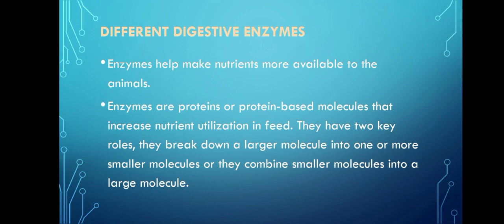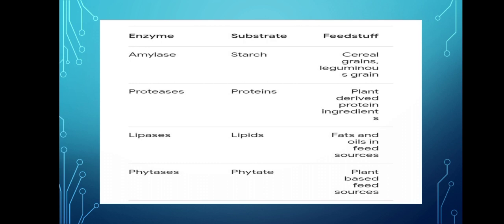Enzymes are proteins or protein-based molecules that increase nutrient utilization in feeds. They have two key roles. They break down larger molecules into one or more smaller molecules, or they combine smaller molecules into a larger molecule. An enzyme example is amylase. The substrate is the starch from feedstock of cereals, grains, and leguminous grains. Another is proteases, whose substrate is protein from feedstock like plant-derived protein ingredients.